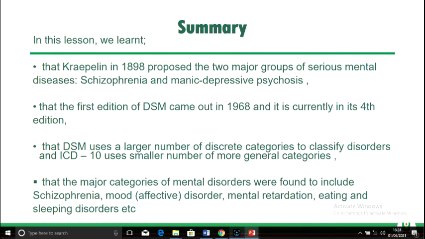That DSM uses a larger number of discrete categories to classify disorders, while ICD-10 uses smaller number of more general categories. That the major categories of mental disorders were found to include schizophrenia, mood affective disorders, mental retardation, eating and sleeping disorders, all which affect humans from cradle to grave.